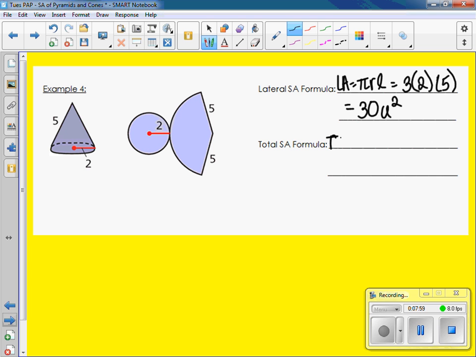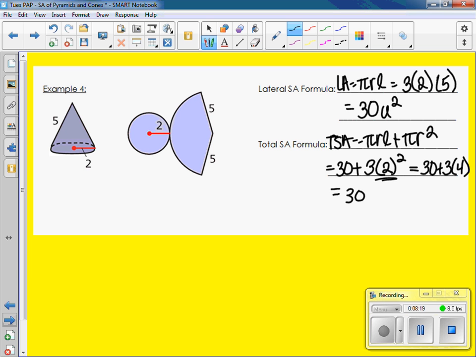The total surface area is pi r L plus pi r squared. We already found pi r L. Now I just need pi, and r is still 2 squared. So I have to do my exponent first, so that's going to be 30 plus 3 times 4. And then 3 times 4 is 12. So overall, this is going to give me 42 units squared.